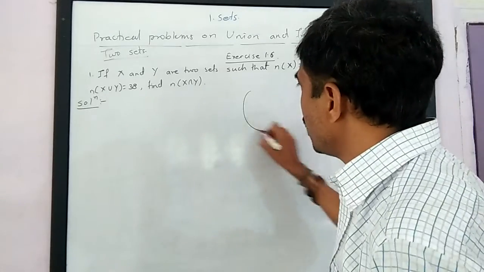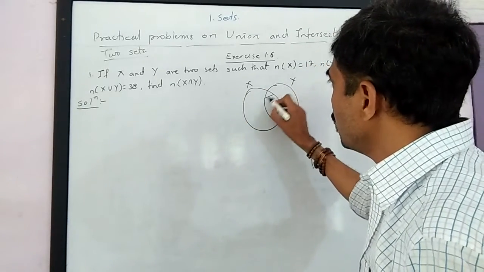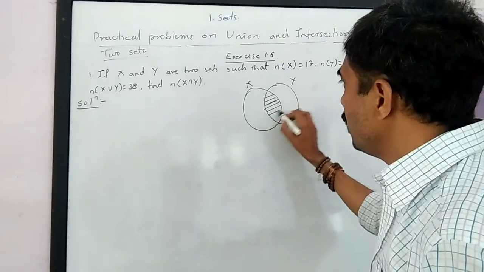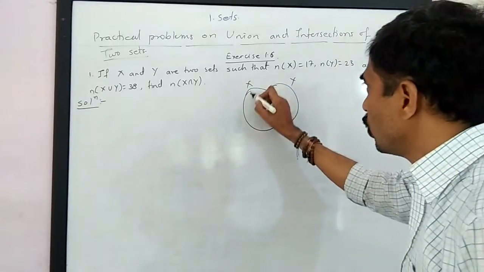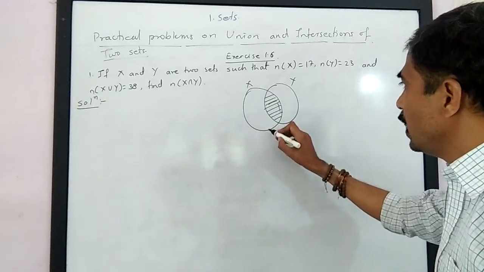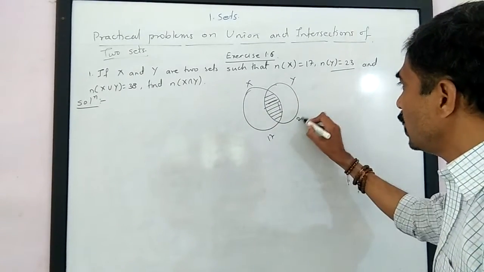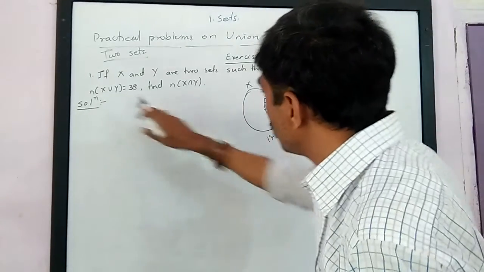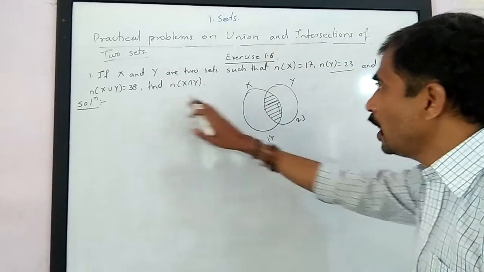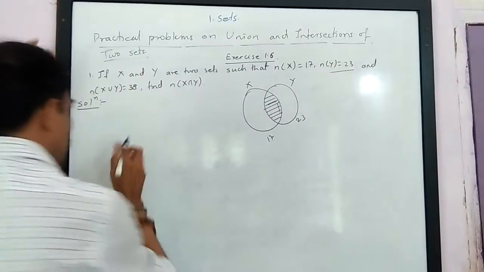So let us understand this. This is the set x, another set is y, and these are the elements which are common to both the sets. We are given the number of elements in x as 17, then the total in set y is given as 23, and x union y means the total is given to us as 38, and we are asked how many are common to both. Now let us see what is given to us.